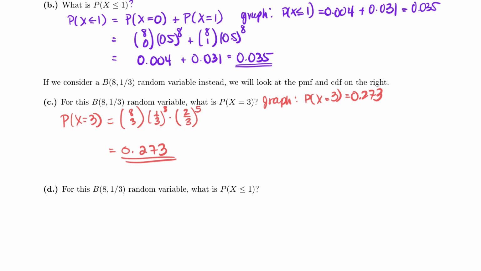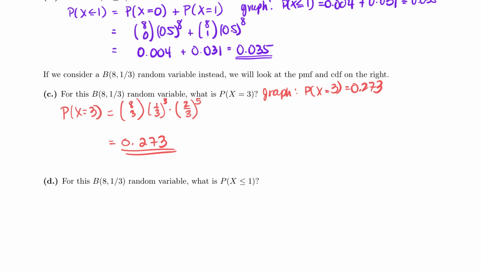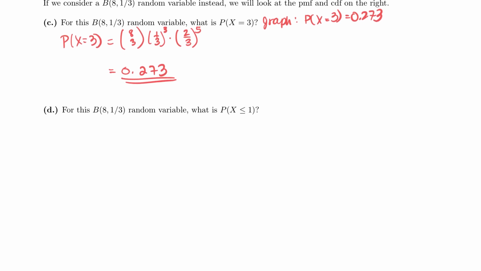Well, I hope that you tried this on your own, and we're also going to look at it together. So if we read from the graph, the probability that x is less than or equal to 1 is going to be the probability that x is 0, which is 0.039, plus the probability that it is equal to 1, which is 0.156.